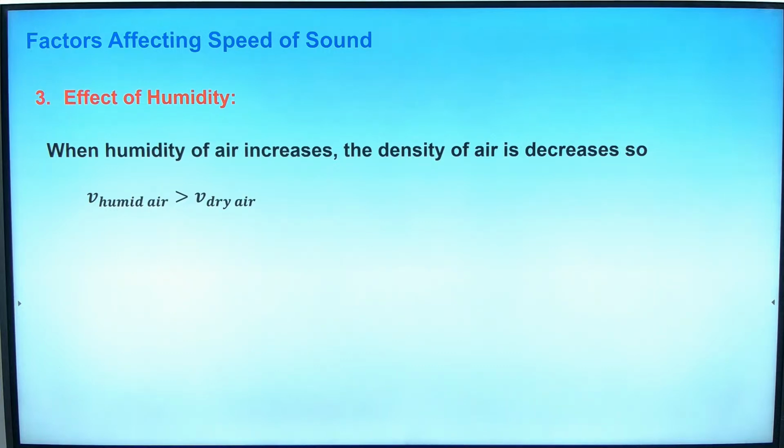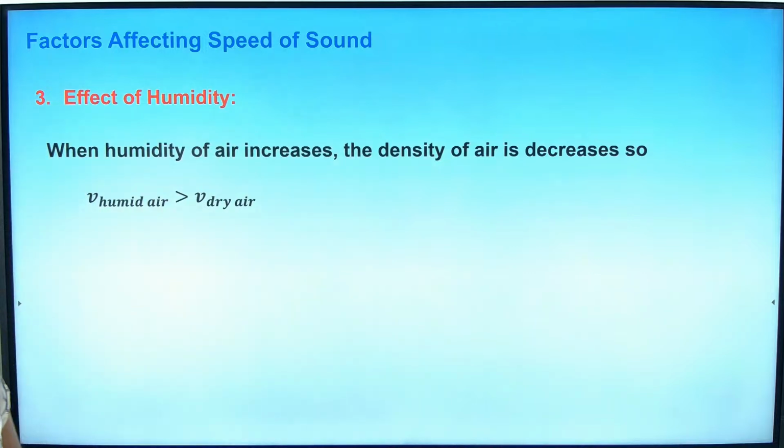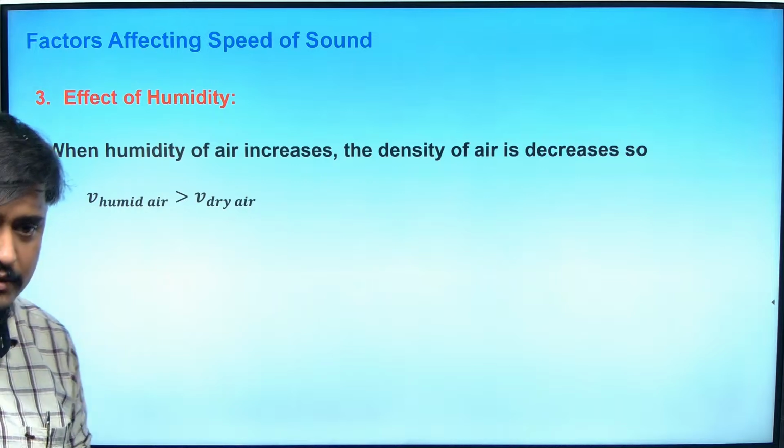Yes, sir. I hope it is clear to everybody. Effect of temperature, effect of humidity, and effect of medium, right? Factors on which the speed of sound depends. If it is clear, shall I proceed further? Okay.